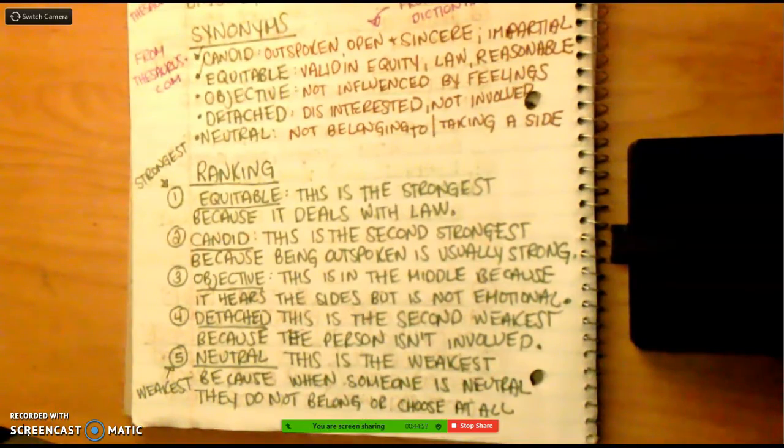So if you're neutral, that means you don't really make a choice at all. If you're detached, your choice is saying, I'm not involved. If you're objective, it's in the middle because you hear both and you're not emotional. If you're candid, it's the second strongest because it feels like outspoken's a strong word. And equitable is the strongest because it deals with law.